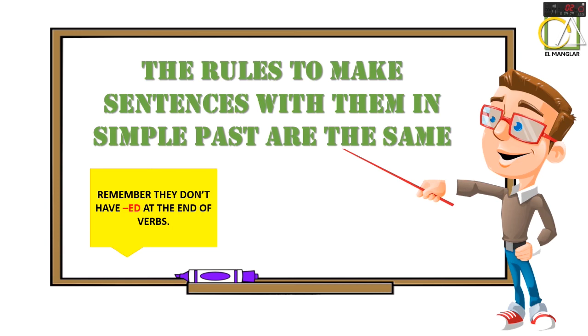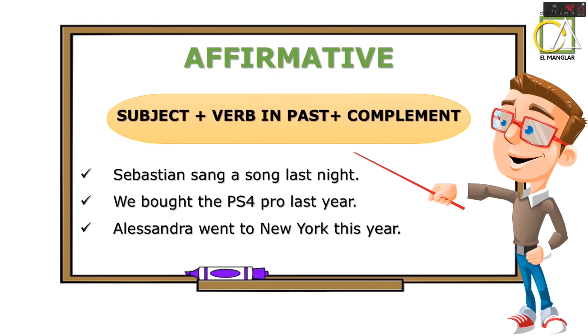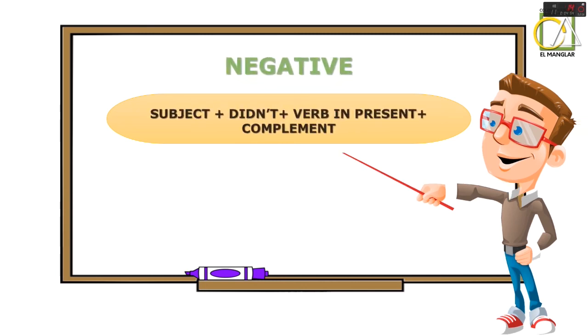Affirmative. Subject, verb, and complement, as always as you do it. Sebastian sang a song last night. We bought the PS4 Pro last year. Alessandra went to New York this year. As you can see, this is affirmative way and the verb is an irregular verb in all the sentences. Bought, sang, and went.